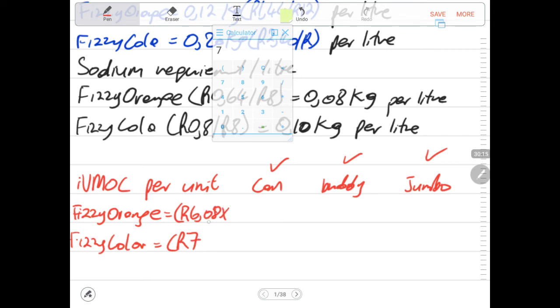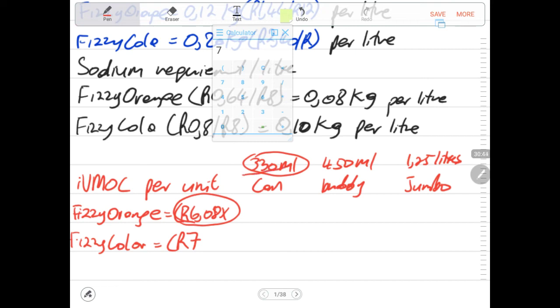Remember, this is 6 rand 8 cents per liter. And we know that our product variation is 330 milliliters, 450 milliliters, and a 1.25 liter glass bottle. Do you see that our cost is per liter, and this product is 330 milliliters, meaning we need to make sure that we convert the 330 to liters by dividing by 1000 before we multiply, so that we know our calculations are in the same units. That is the can.